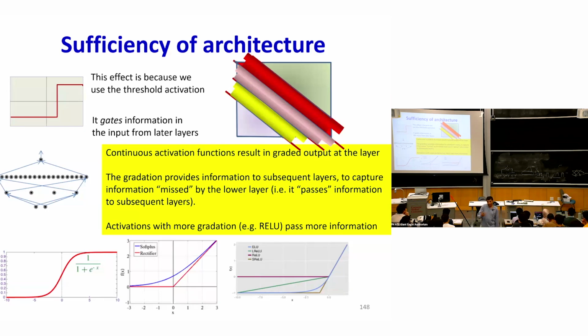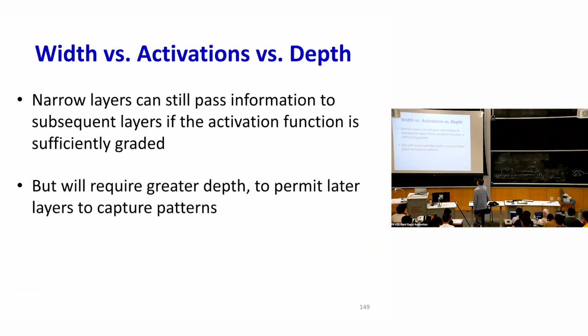So you're able to trade off to some extent width for depth. When you make it narrower, you're going to have to do more work down the network. But again, we also saw that deeper networks are more powerful, so the trade-off is not a bad thing. So narrow layers can still pass information to subsequent layers if the activation function is sufficiently graded, but they require greater depth to permit later layers to capture patterns.